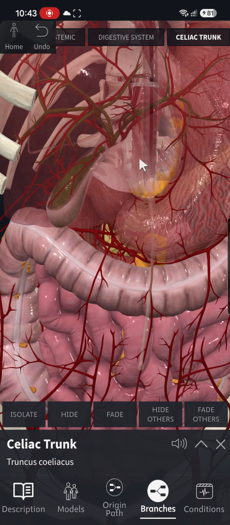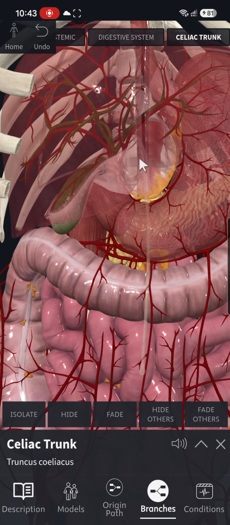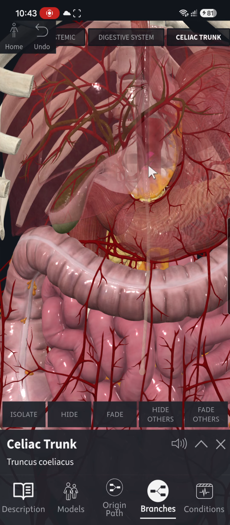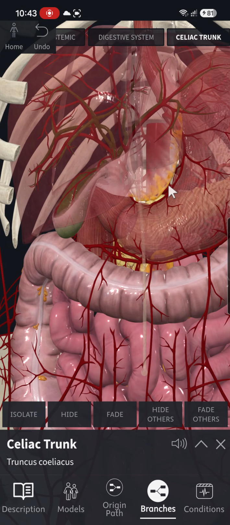First of all, let's trace the left gastric. So this is the left gastric artery right here, right? So the left gastric artery supplies the lesser curvature of the stomach, okay? So this is the left gastric artery. Then we have the splenic artery.